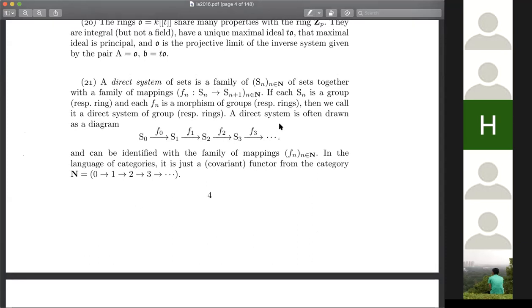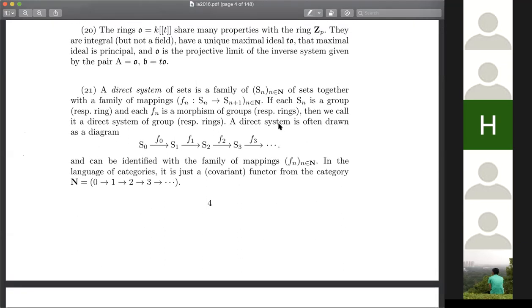That's because the arrows go in the same direction as the arrows in the indexing set, which is the set of natural numbers here. And we are thinking of this set as the arrows going from a number n to the number n plus 1. Yeah, here it is. The n has been thought of as an ordered set, or even a category, 0, 1, 2, 3, and so on, right? So that's the notion of a direct system.